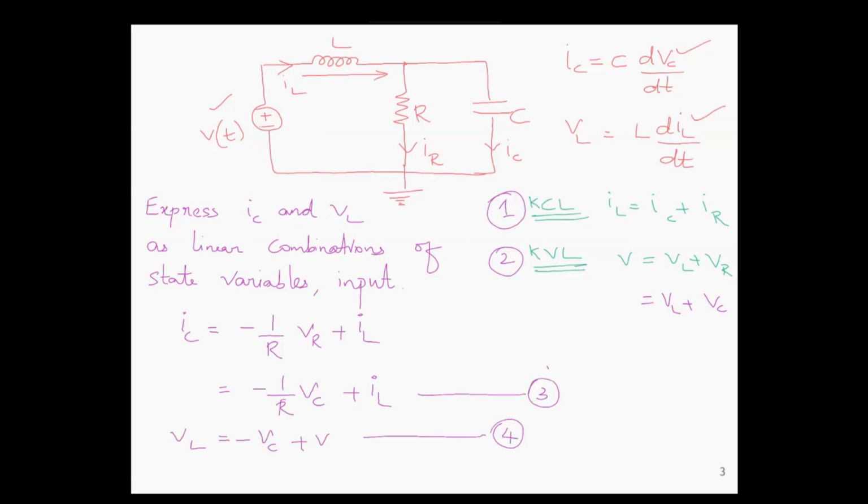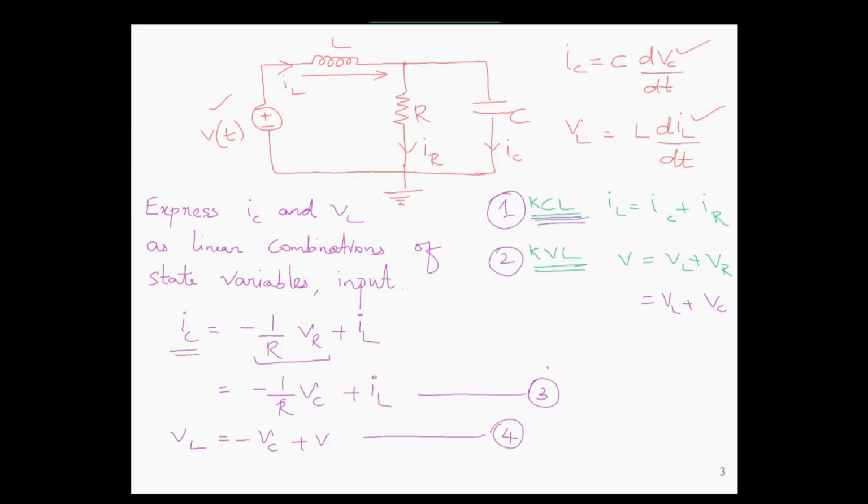So from equation 1, from Kirchhoff's current law, we have IL equal to IC plus IR. Taking IR to the right, IC is equal to minus IR plus IL. And IR is nothing but VR by R, so minus IR is equal to minus VR by R, and that is equal to minus VC by R, since VR and VC, the voltages which are kept in parallel, are equal. So IC is equal to minus 1 by R VC plus IL. This is equation number 3.